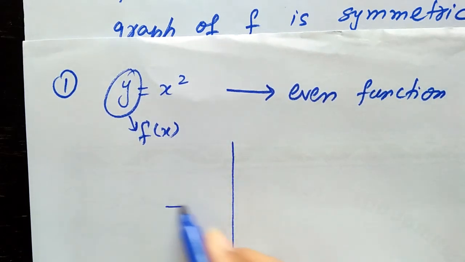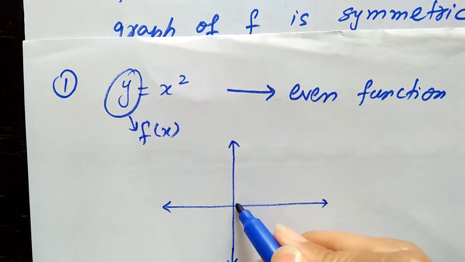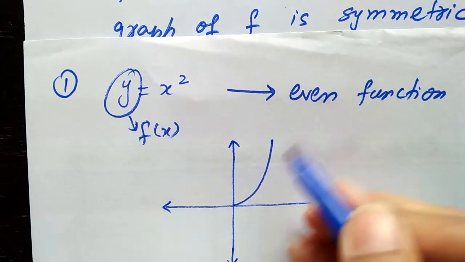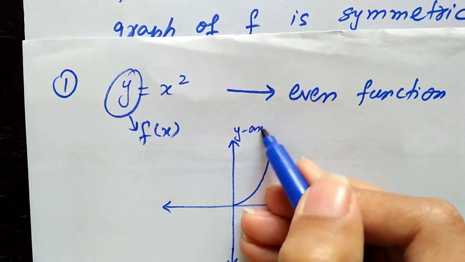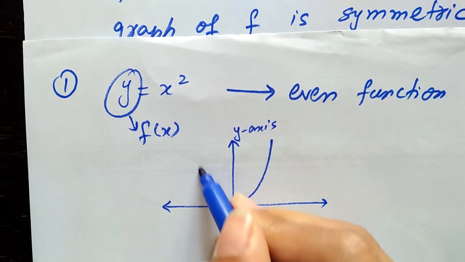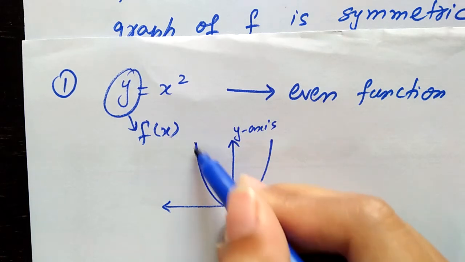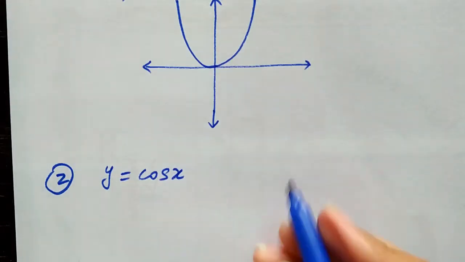Its graph will be x square. This is the graph of x square, half. Now this is an even function. So for an even function, f will be symmetric about the y-axis. This is the y-axis. So it will be symmetric about the y-axis.